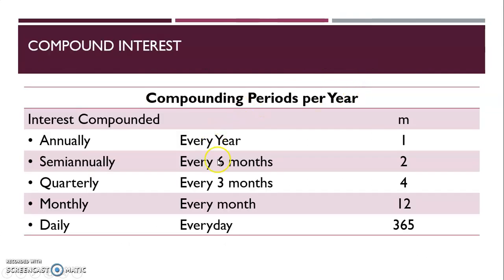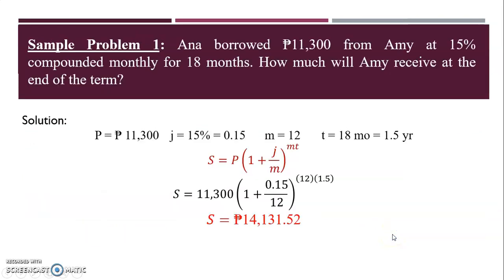Okay. So, ito yung mga compounding periods natin, yung mga conversion. Kapag compounded annually, which means every year, ang m natin is 1. Kapag semi-annually, meaning twice a year. So, every 6 months. So, ang m ay 2. Compounded quarterly, meaning every 3 months. So, ang m ay 4 because 12 divided by 3 is 4. If it is monthly, every month, so ang m ay 12. Daily, 365.